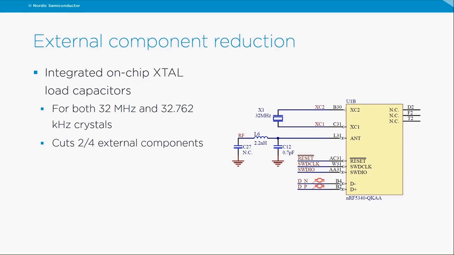We also reduce the external components, as I mentioned, so you can save two components if you're only using the 32 MHz crystal, but if you're also adding the 32 kHz crystal, you are actually saving 4 components compared to the nRF52 series.